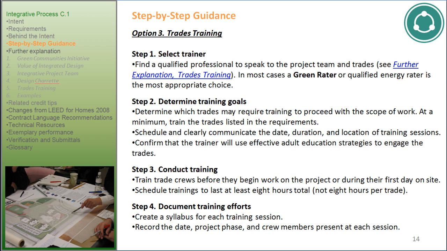Step 3. Conduct training. Train trade crews before they begin work on the project or during their first day on site. Schedule trainings to last at least 8 hours total, not 8 hours per trade. Step 4. Document training efforts. Create a syllabus for each training session. Record the date, project phase, and crew members present at each session.